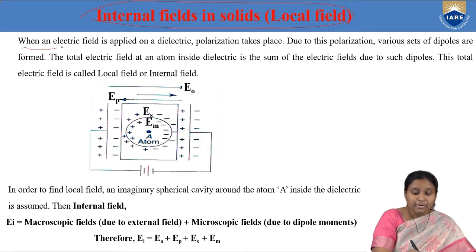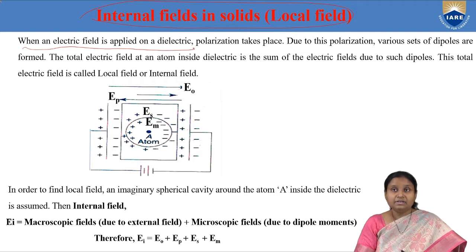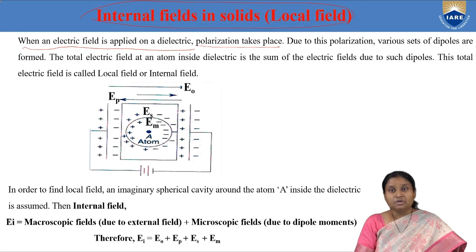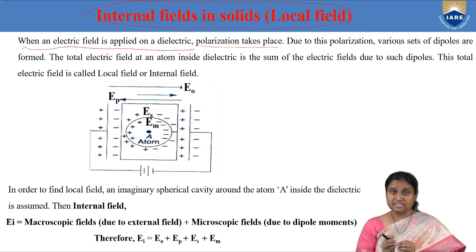So when we apply an electric field to a dielectric material, of course we know that polarization takes place. So what is polarization? Polarization is separation of charges. And here we are going to see that within the dielectric material, if I select one point or an atom inside the dielectric material, then because of this polarization, there is some field present at that atom or at a particular point selected inside the dielectric.